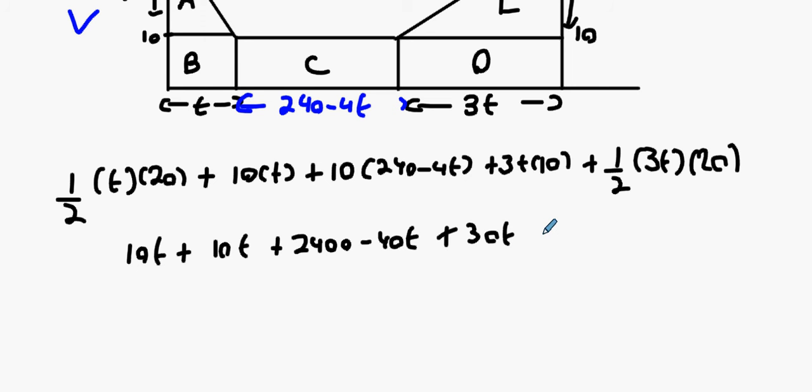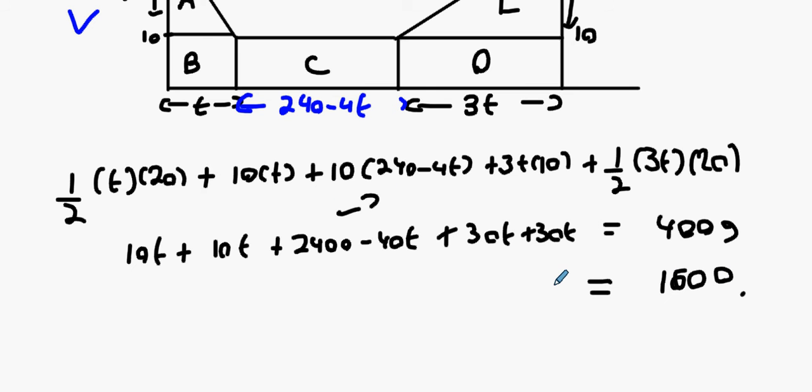And another 30T as well. And this all equals 4,000. Now, what we're going to do is bring 2,400 from the left to the right. And we should get 1,600. So 2,400 goes to the right, we get 1,600. And then when we add all these together, we actually get 40T. And then we find out that T equals 40 days.